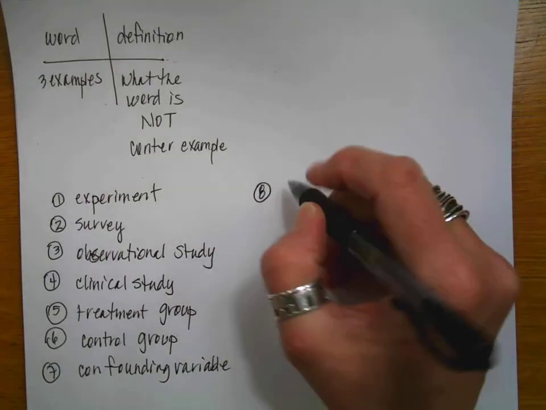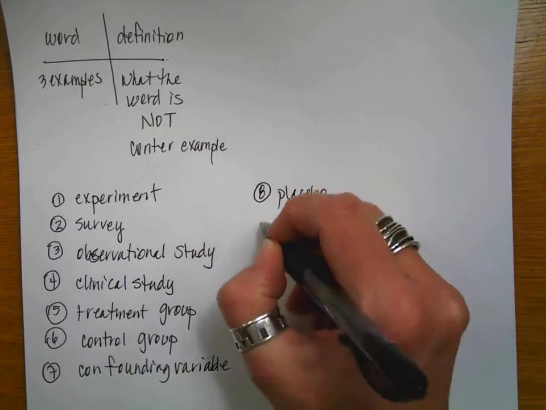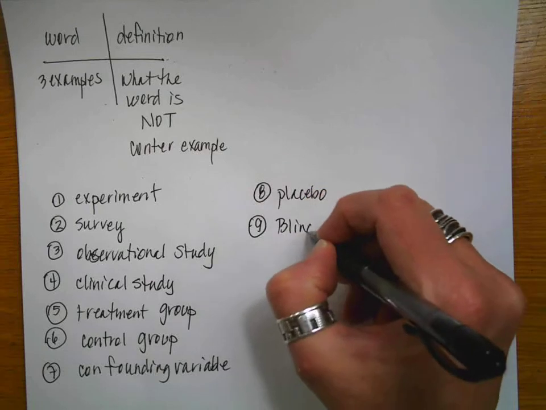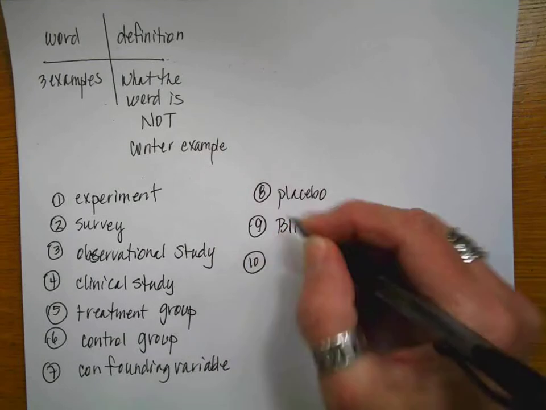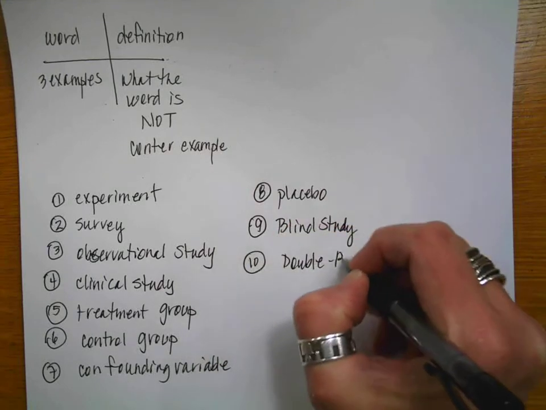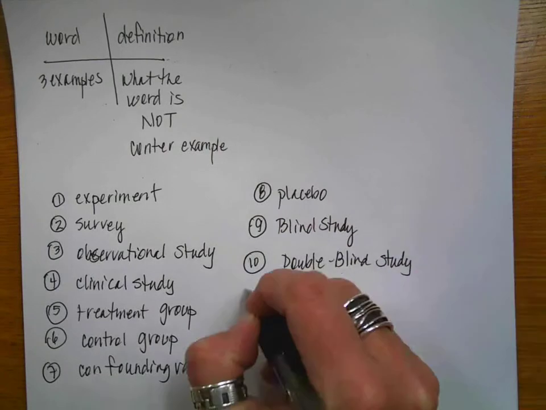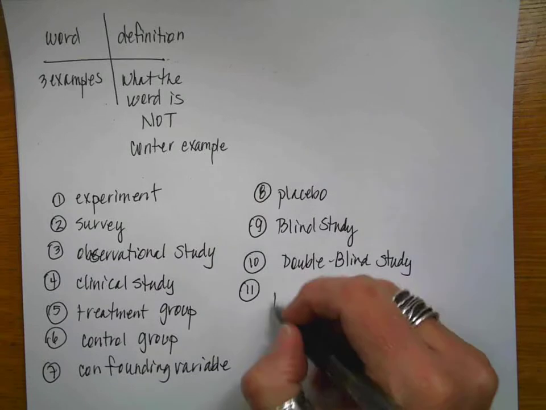Okay, number 8 is going to be placebo. I think this is a really interesting concept. Number 9 is going to be a blind study. Number 10 is going to be a double blind study. A lot of these words you will hear in media, and so it's actually kind of nice to know what those words mean.